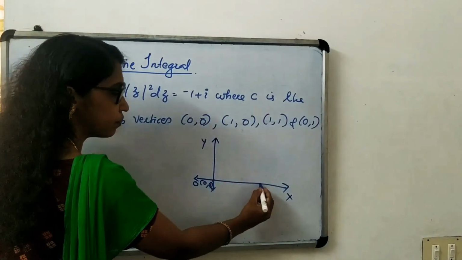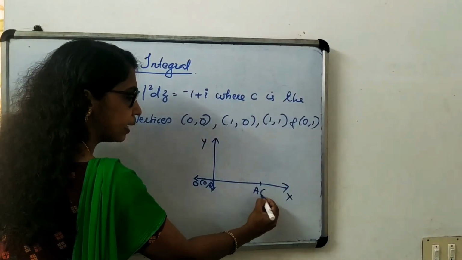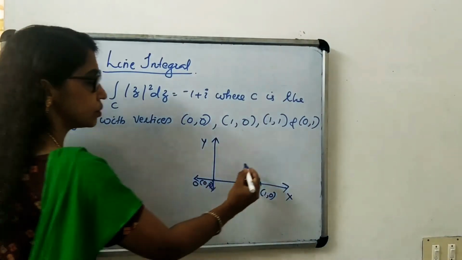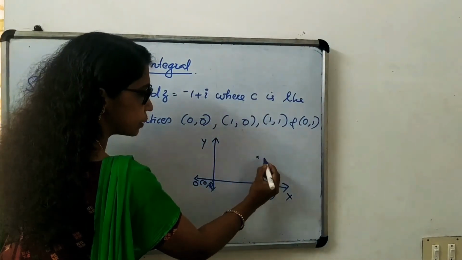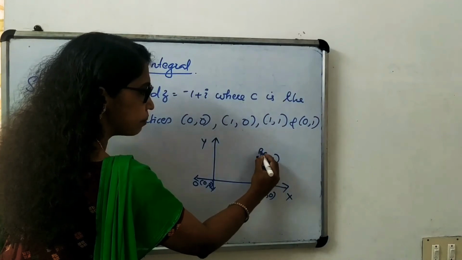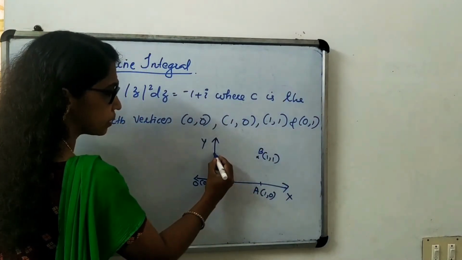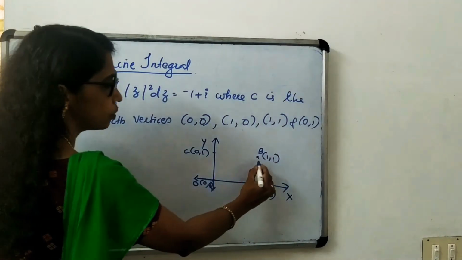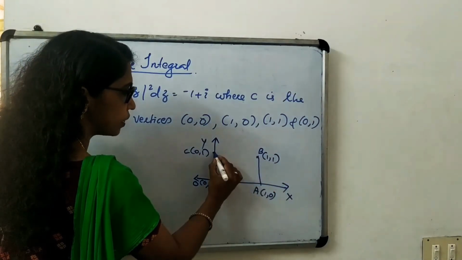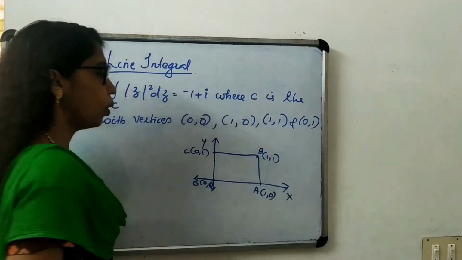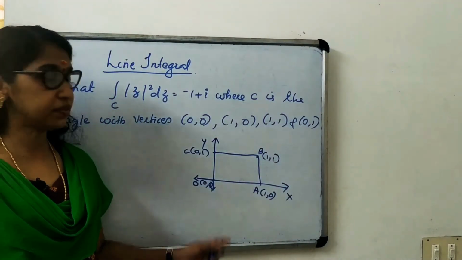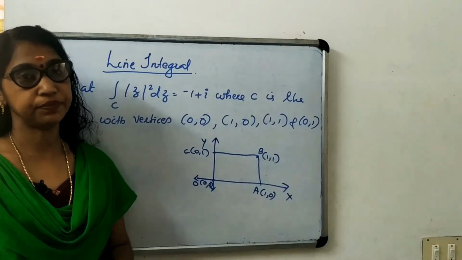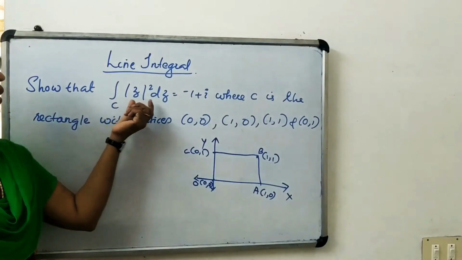Then 1, 0 comes here. Let it be A. Next the vertex is 1, 1. So this is 1, 1. Let it be B. And 0, 1 is this point. Let it be C. So joining these 4 points, we get a rectangle OABC with vertices 0, 0, 1, 0, 1, 1 and 0, 1. Now we have to find the integral.